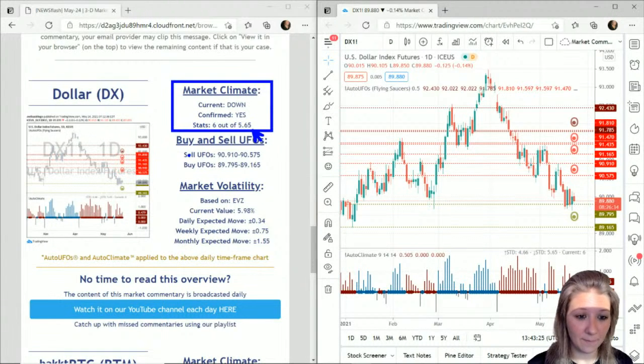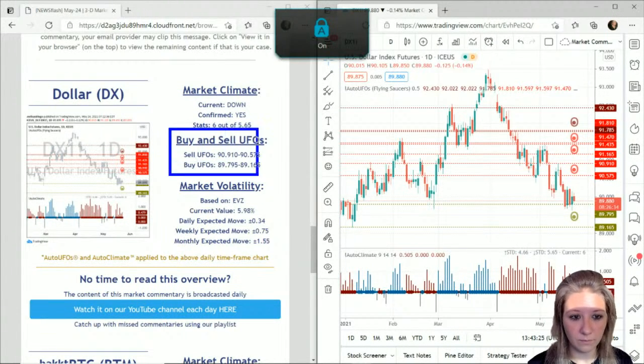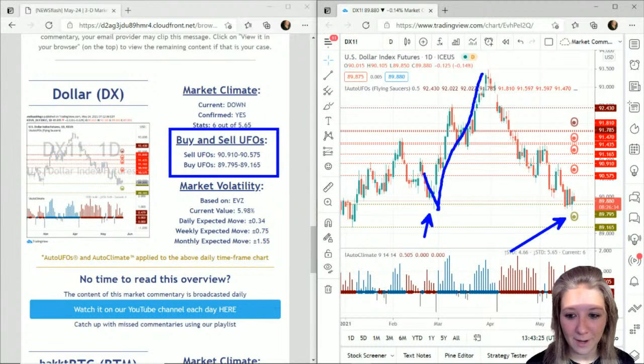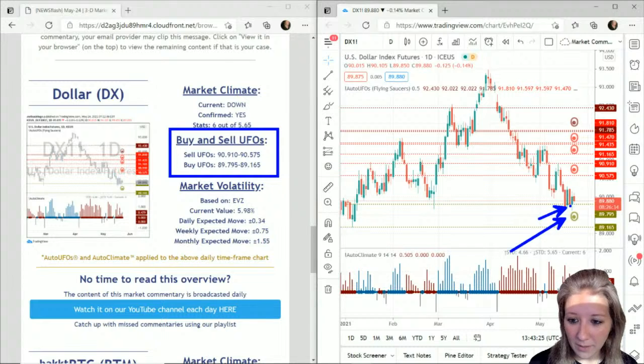And we have just hit a stack of buy orders, just here between 89.9, I'll say that again, 89.795 to 89.165. That's where we have a stack of buy orders. Now these buy orders have already worked here. Price came into this UFO, hit the stack of buy orders, moved up from that point. That's what we expect buy orders to do, is push price up. It's done it again. When price did hit here, it came in, went up a little bit. Came in, went up a little bit.